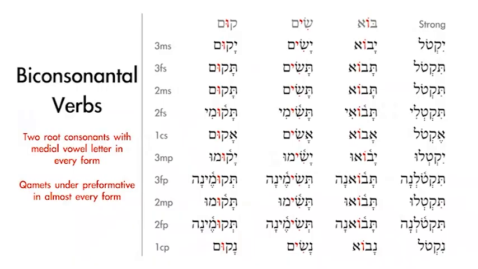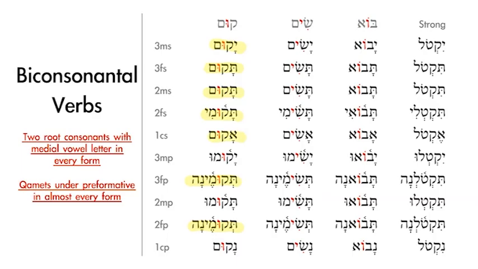Let's look at the biconsonantal verbal paradigms. Note that there are 2 root consonants with the medial vowel letter in every form and a qamets preformative vowel in almost every form, except where you have propretonic reduction in the 3MP and the 2FP forms. Let's begin by looking at qum together, and we'll pronounce yaqum, taqum, taqum, taqumi, aqum. You'll observe that there is a qamets preformative vowel in every form.